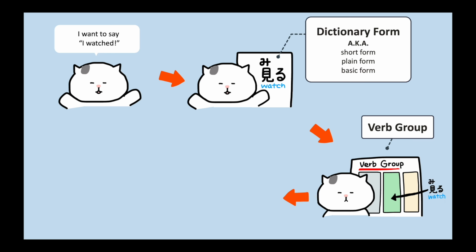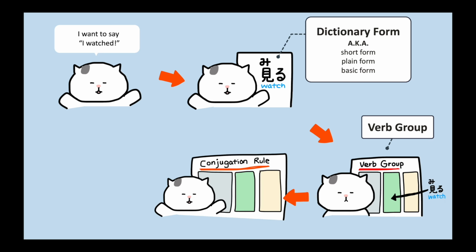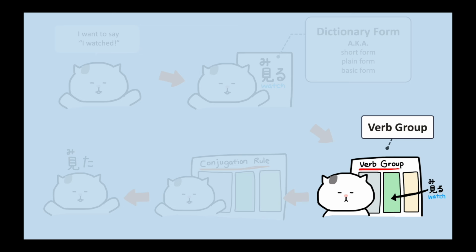Then each verb group has its own set of conjugation rules. So once you identify the verb group, you can just follow the conjugation rule for that verb group. And you'll be able to use the verb in any form you like. So after watching this video, you'll know how to identify verb groups.